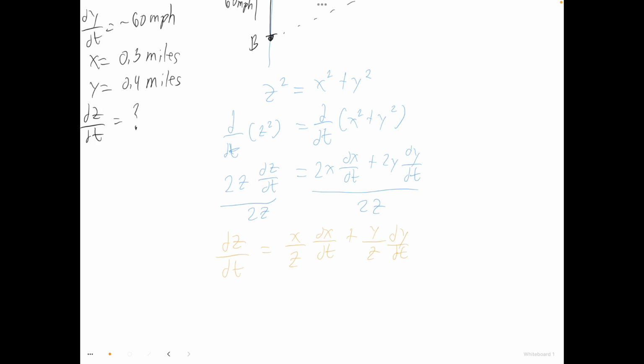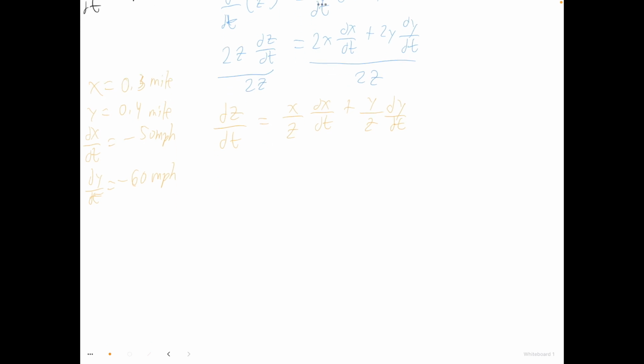Okay, so this gives us a relationship between the rate that z is changing at and the rate x and y is changing at. And so now we know most of these variables. So we know x is 0.3, we know y is 0.4, we know dx over dt is negative 50 miles per hour. These are miles. And then we know dy over dt is negative 60 miles per hour. But we do not know the value of z at the moment. We've done this type of thing before, though, so we just need to figure out what z is at that specific point in time we care about.